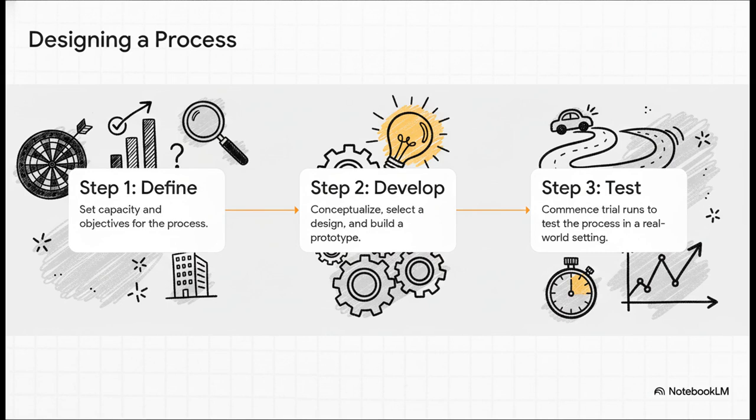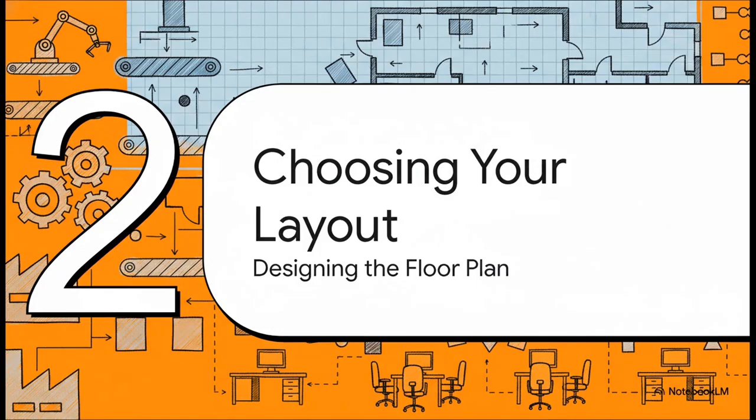First, you've got to define your goals. What are you actually trying to do, and how much of it do you need to make? Step 2, you develop the actual process. Brainstorming ideas, picking the best design, maybe even building a small-scale model or a prototype. And finally, you test it out with trial runs to see how it performs in the real world before you go all in.